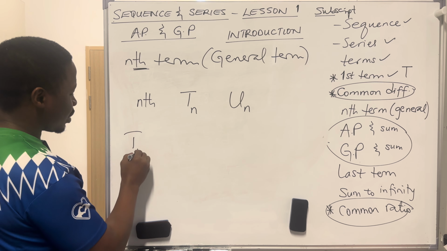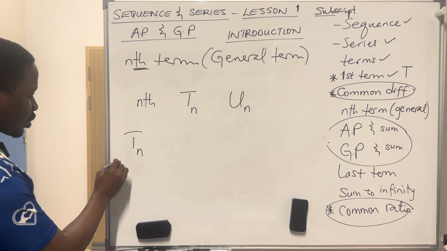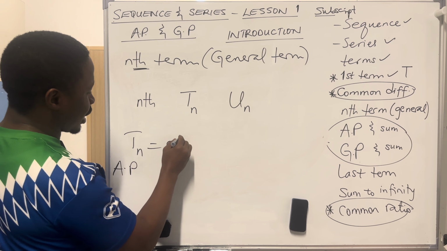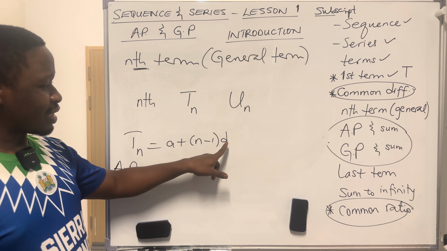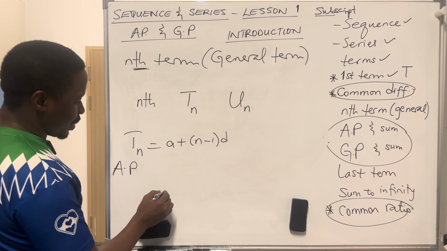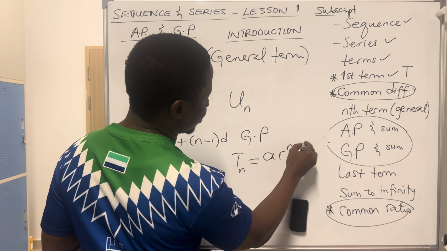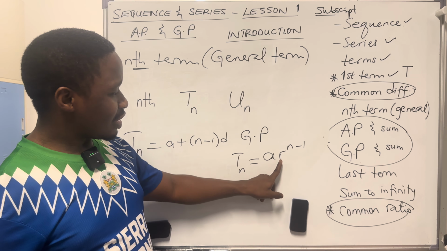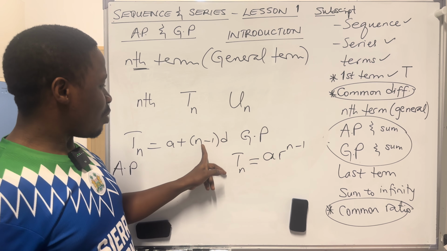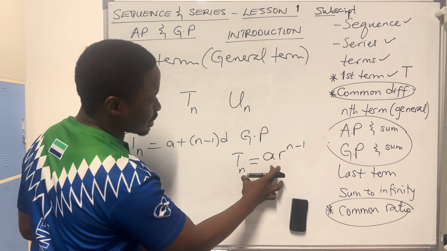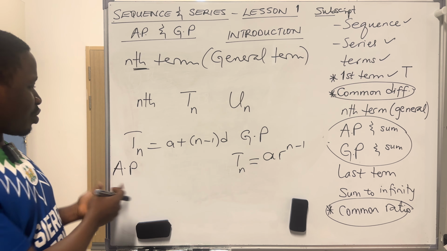This nth term, we have it for AP and for GP. For AP, the nth term is A plus n minus 1 multiplied by D. That is the first term, the number of terms, the common difference. Whereas for GP, the nth term is A R to the n minus 1: the first term, the common ratio, and the number of terms. So this is the nth term, the general term for GP.